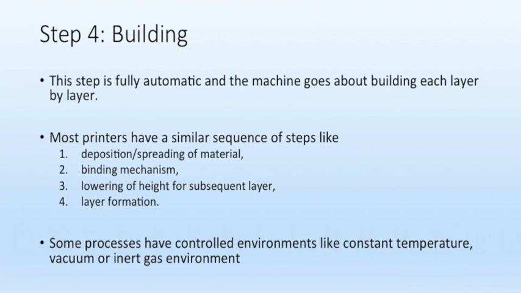In this building process, it's important to note that some processes have a controlled environment, such as a constant temperature environment. This is what you'll see in something like ABS. People would say that it is better to have a controlled, higher elevated temperature. Other controlled environments could be a vacuum or inert gas environment. This is more related to metal printing. The reason for a vacuum is that hopefully it will reduce the porosity due to the oxygen in the process.